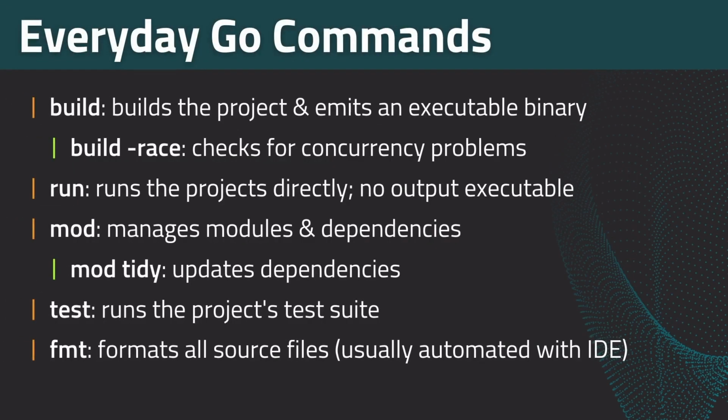Let's take a look at a few everyday Go commands. The first one is build. Build will build the project and emit an executable binary. Build is the command you'll want to use when you want to distribute your project.